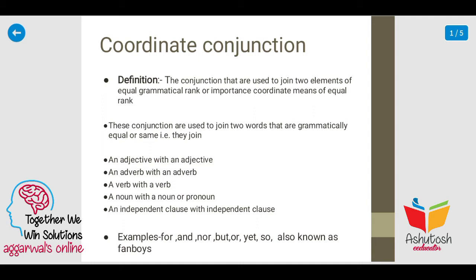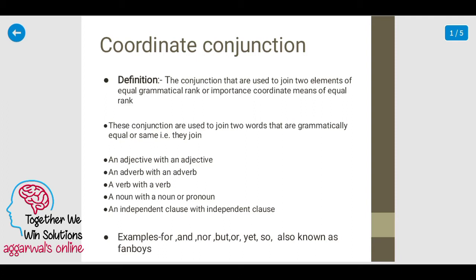See, these conjunctions are used to join an adjective with an adjective, an adverb with an adverb, a verb with a verb, a noun with a noun or a pronoun, and an independent clause with an independent clause. Because these all are of the same grammatical importance or rank. Some of the examples of coordinate conjunctions that are used very commonly are for, and, nor, but, or, yet, and so. These are also known as FANBOYS.